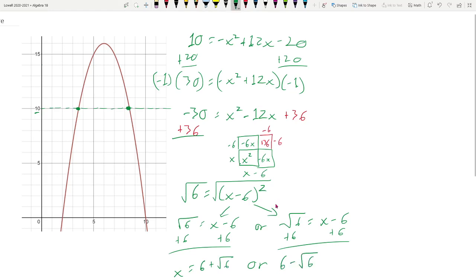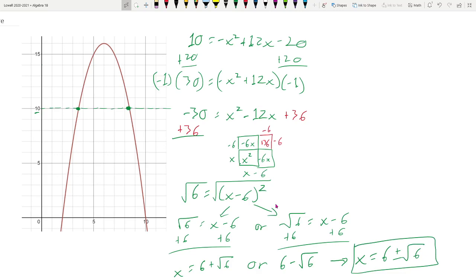And the way you can abbreviate this, get a little bit faster, you can simply say x equals 6 plus or minus the square root of 6, and that's what that means. Again, this just means you have two answers, but I'm just too lazy to write it out twice.